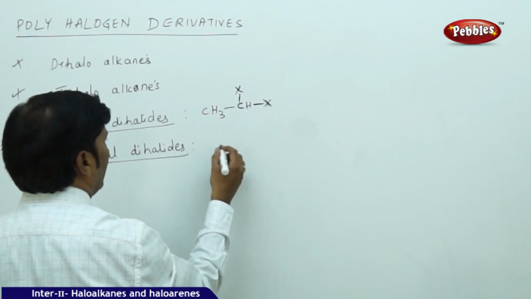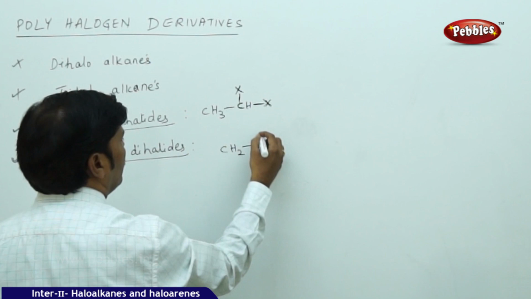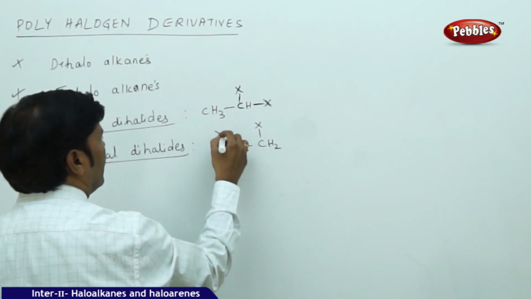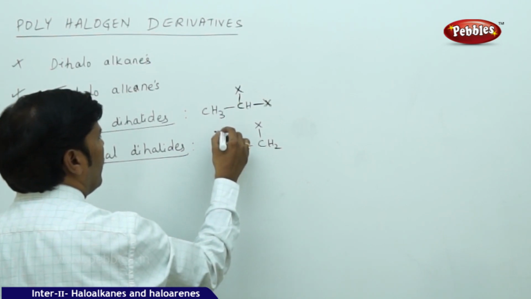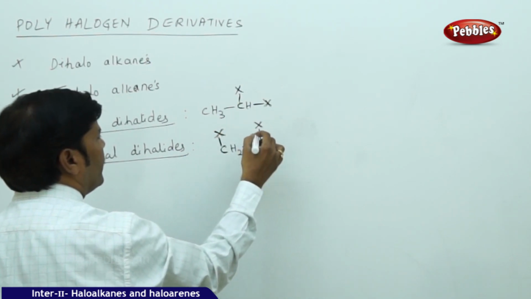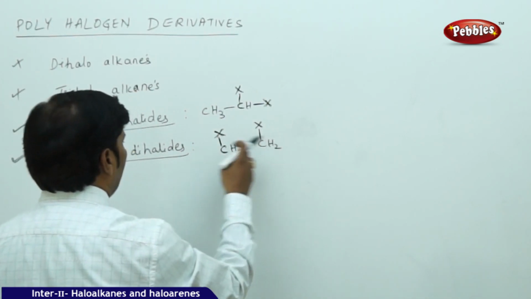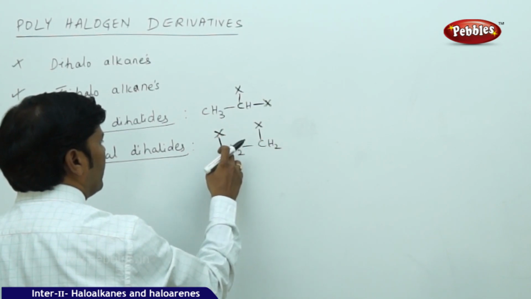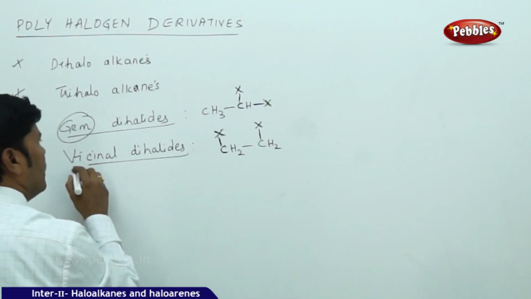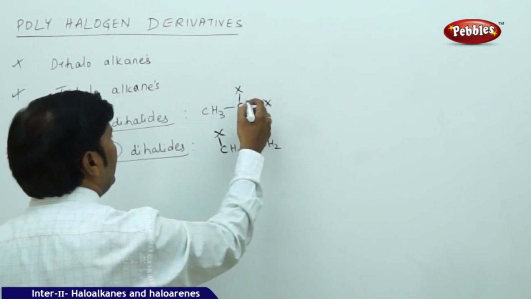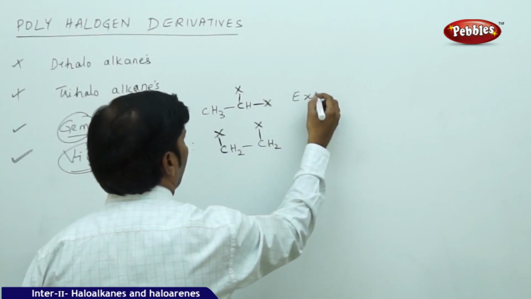If you go for vicinal dihalide, the halogens are on two different carbons: CH2 single bond halide, and again CH2 single bond halide. So the two halo groups are attached on two different carbons. That is vicinal dihalide. Two carbons are there, and symmetrically two halides are bonded, so we call this vicinal dihalide. And in the gem dihalide, the two halides are on the same carbon. So let us take some examples.